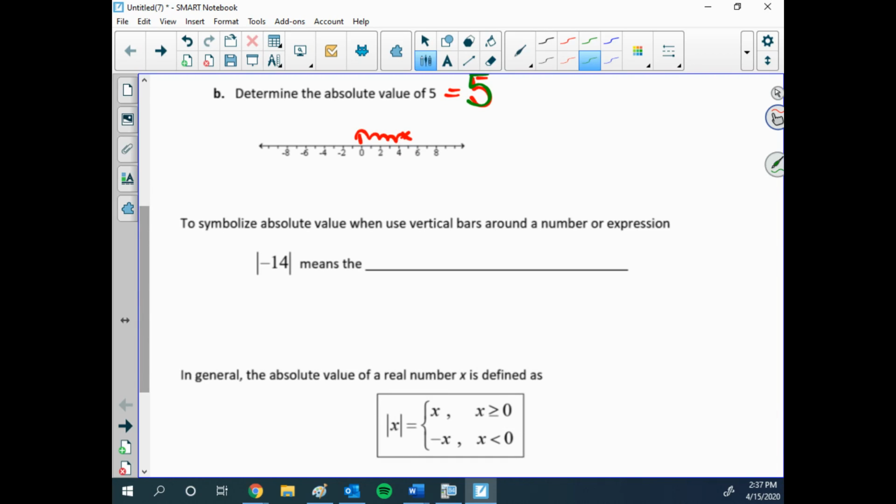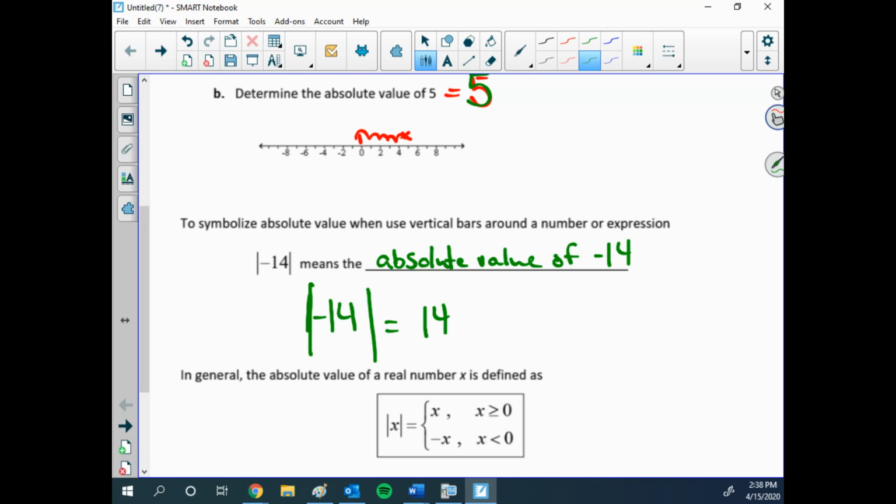To symbolize the absolute value, we use vertical bars around a number or expression. So if I'm reading this, it says, what is the absolute value of -14? I can again look at that two ways. How far is -14 from 0? Or make -14 positive. So this should equal 14.